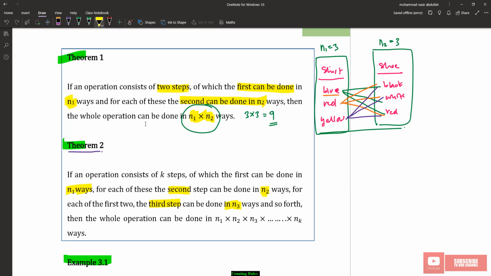Let's say you have pens, with colors yellow, red, blue. So you need to extend by n1 multiplied with n2 until nk. K is the number of steps, meaning the number of situations, how many steps you have. So this is the important formula, the basic fundamental of counting.